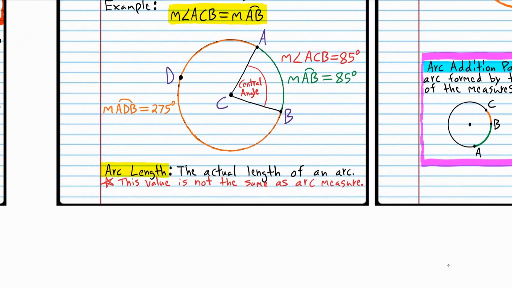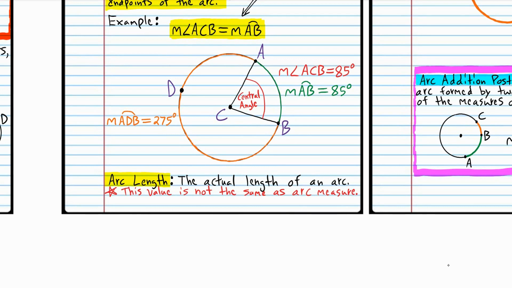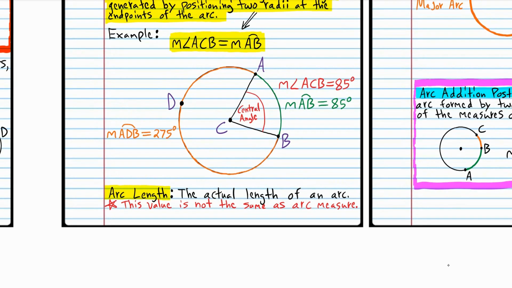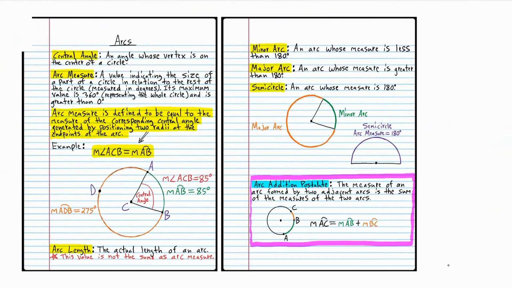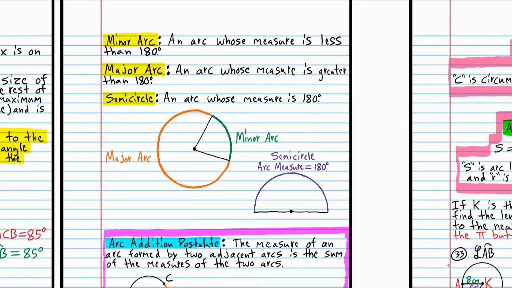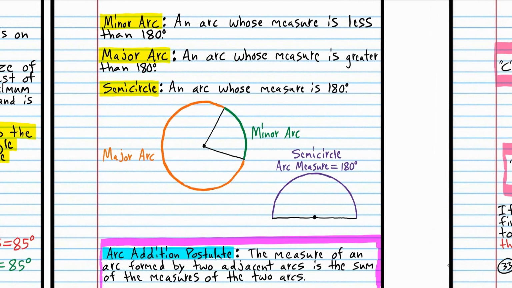So again, just be aware, arc length, we're going to learn how to find arc length later on in this class. It's not the same thing as arc measure. So the arc measure of this arc would be 85 degrees, but the arc length, that's not measured in degrees, that's an actual distance. So you would have to find that using something different. So this is just what we were talking about before, minor arc and major arc. A semicircle is an arc with 180 degrees.